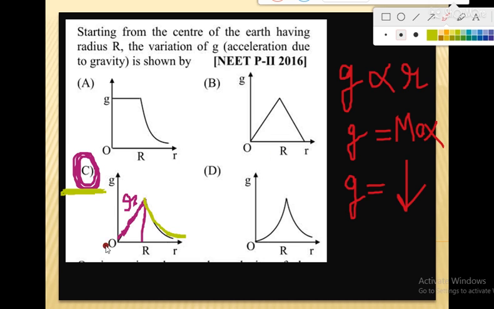ये कैसे चेंज होता है? This is linear increase. ये लीनियर इंक्रीज कैसे होगा, R, that we will discuss in tomorrow's class. ये कल की क्लास में डिस्कस होगा कि इनसाइड द अर्थ सरफेस ये लीनियर R के साथ कैसे डिपेंड करेगा. That we will discuss in tomorrow's class. So option number C will be the right answer for the question number 5.